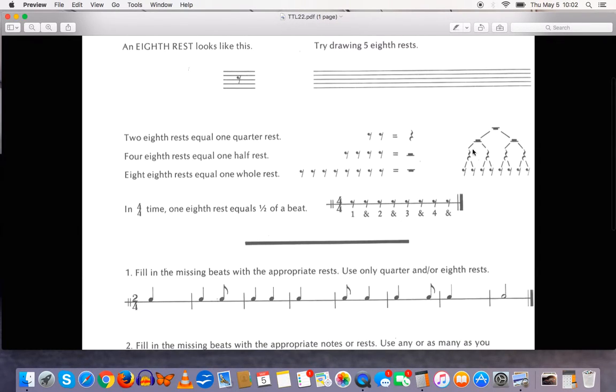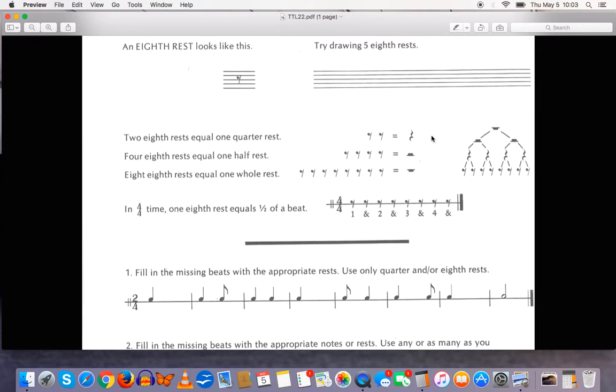Here's a diagram similar to the note diagrams that we've had in the past. Once again, the underlying principle here is fractions. So here's a whole rest. You divide it in two, you get half rests. You divide those in two, you get quarter rests. You divide those in two, you get eighth rests. Divide those in two, you're going to have 16th rests. We'll get into that later.